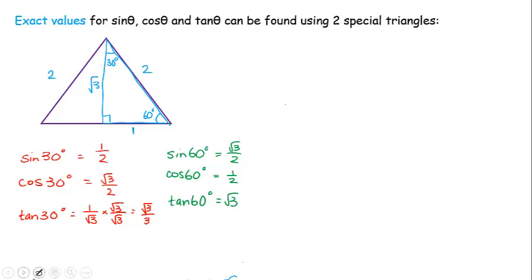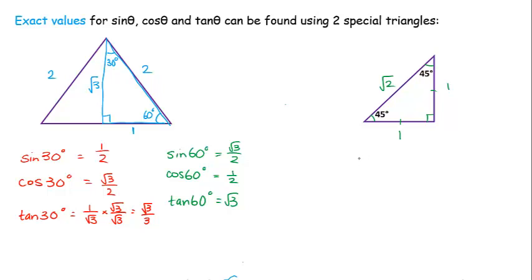Okay, so the second triangle that we can use is an isosceles triangle. So that means that this angle and this angle are equal. They're both 45 degrees and it's a right triangle. And that means also that that length is the same as that length. So what we're going to do is we're going to say, okay, if this is length 1, that's length 1, then that means that the hypotenuse has to be 1 squared plus 1 squared, and then the square root of that, so root 2. And from here, we can get the exact values for sine, cos, and tan of 45 degrees.